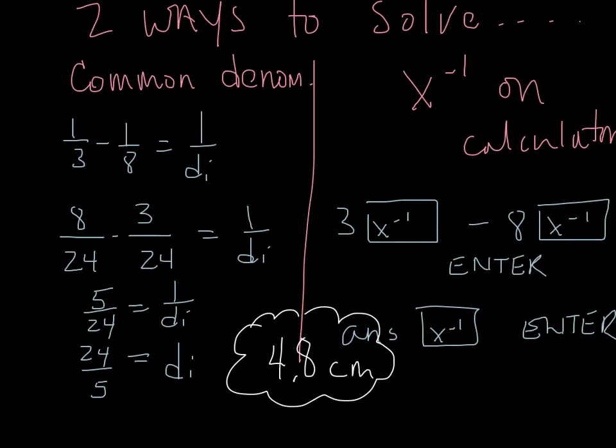The way that you would do it is, let me get rid of that. Where's my laser pointer? Here it is. Here you would take 3, then x to the power of negative 1, so that inverse key. So you type in the 3 and then you hit that inverse key on your calculator. You hit minus 8, then you hit that inverse key again and you hit enter. Then you hit that inverse key again and it automatically plops the answer in, and you hit enter again. No matter which way you do this, either by finding a common denominator or by using your calculator, you should have ended up with 4.8 centimeters.